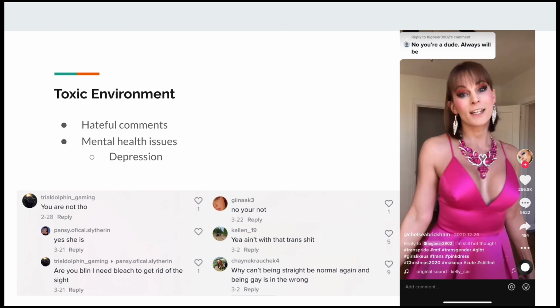Many of them were telling her that she'll never be a woman, and one even said that they need bleach to get rid of the sight. And as a cancer survivor herself, one of the comments told her that it was a shame that cancer didn't kill her. So for a young teen that's trying to find themselves and is looking for some support, these kinds of comments might be damaging to them, and it might lead them to developing depression, anxiety, or other mental health issues. TikTok does ban accounts that post anti-LGBTQ content, but they don't really do anything when it comes to hateful comments, and this might leave teens vulnerable to attacks.